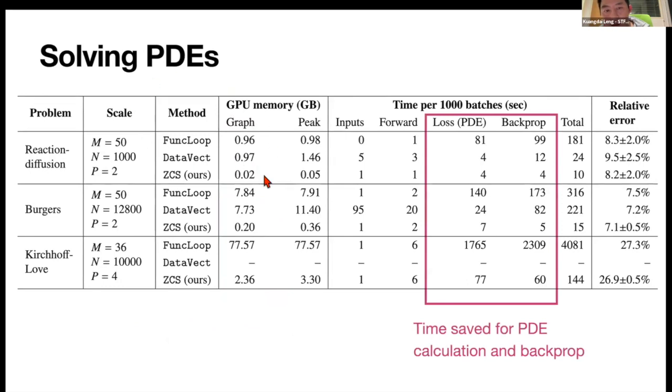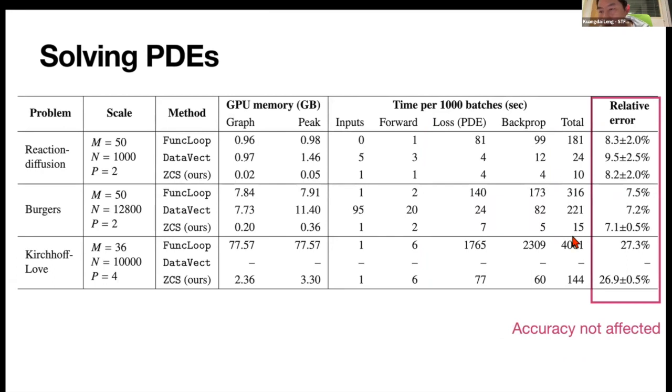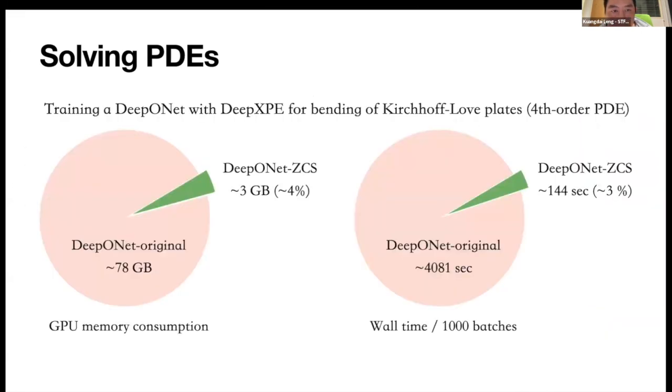And because of these big savings on the computational graph, we can also save a lot of wall time for calculating the PDE loss and for backpropagation. And the accuracy is almost not affected. There is some randomness here, right? Because the arrangement is different, you can't get exactly the same accuracy. So this is an intuitive comparison for the fourth order PDE with 10,000 points, and you can see basically how much you can save from the algorithm.